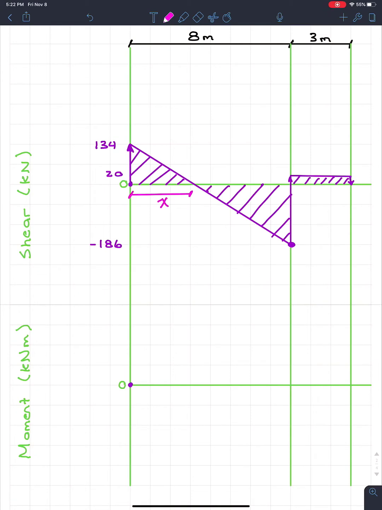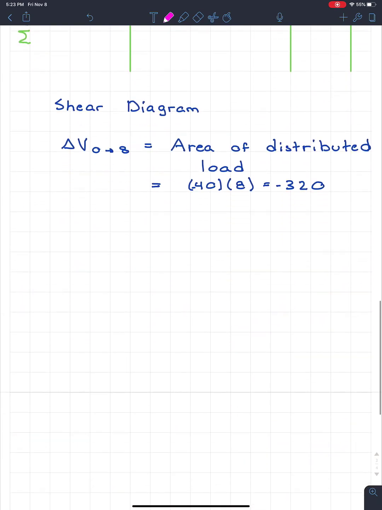And what you guys will find is, even though you guys don't like doing this, you're going to kind of have to. Because what you'll see is this location here, where the shear is equal to 0, it's going to be a very special point on our moment diagram. So to find that, there's actually a very special method.